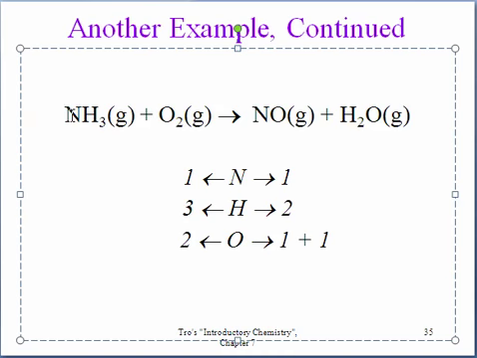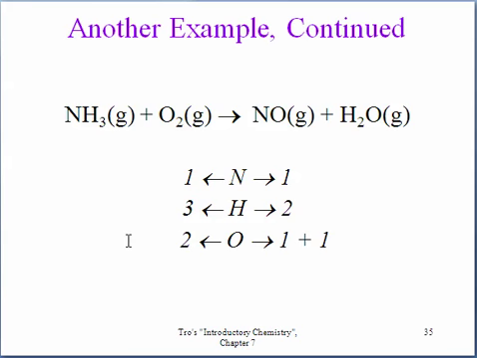Here we have nitrogen, 1 on the reactant side, 1 on the product. Let's look at our hydrogen next. 3 on our reactant side, 2 on our product. So we know now it's not balanced. 2 oxygen on my reactant and 2 on my product. So it doesn't matter that these 2 elements are balanced. My hydrogen is not, and I've got to balance that.